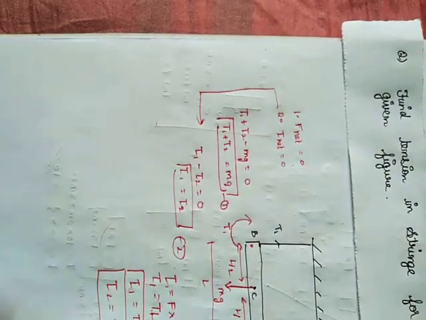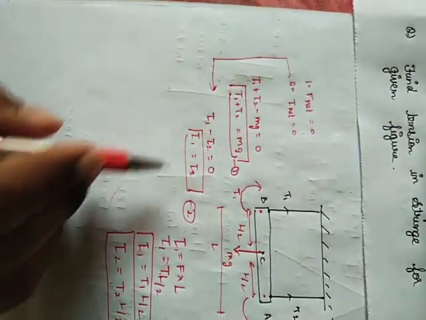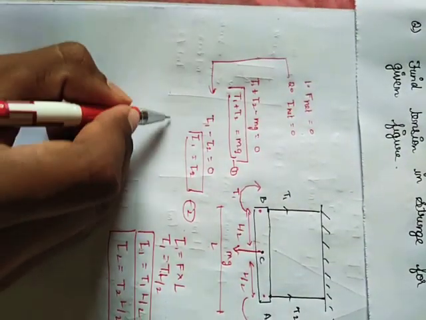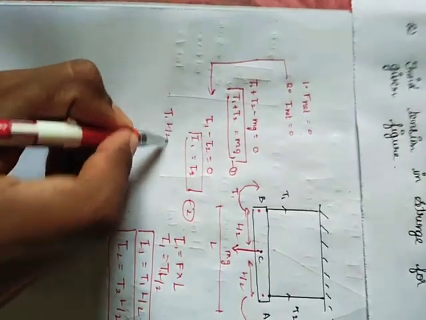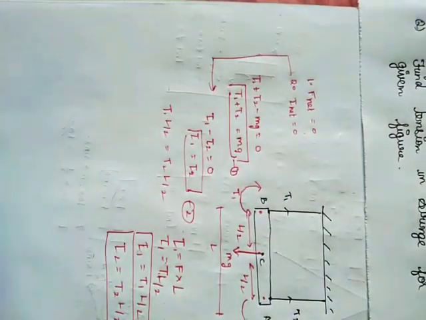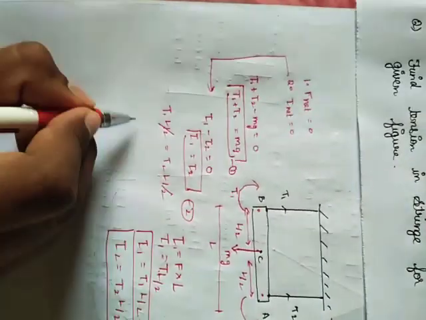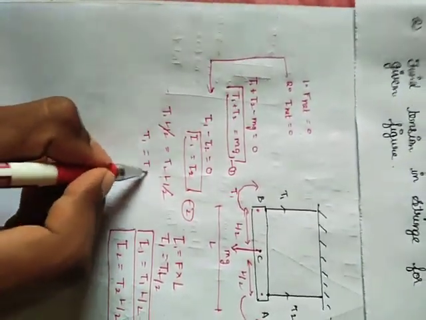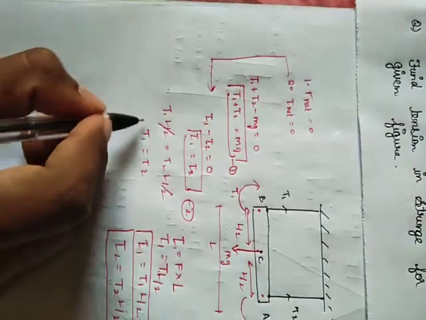Applying this equation, what will we get? T1 into L by 2 equals T2 into L by 2. This is what we get. L by 2 and L by 2 cancel. What do we finally get there? T1 equals T2.